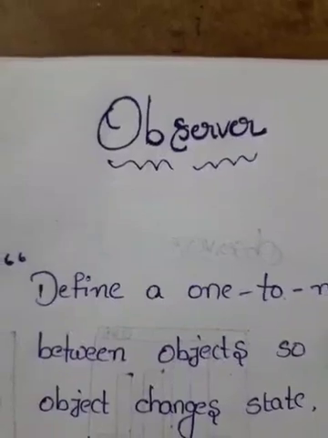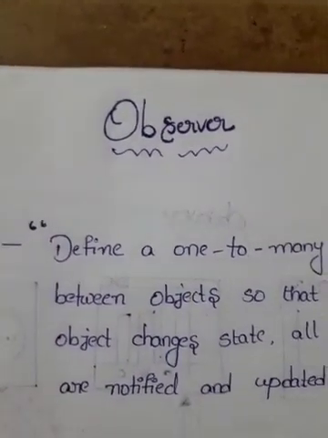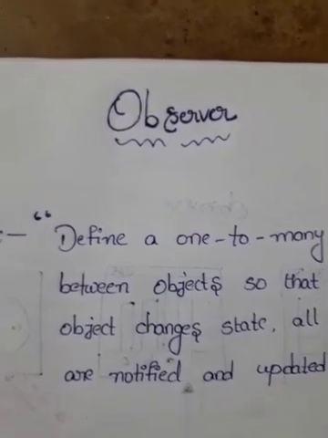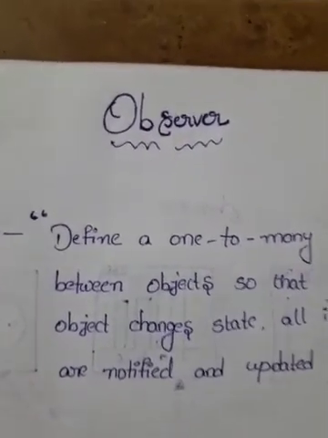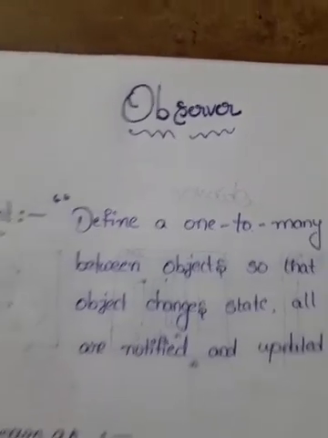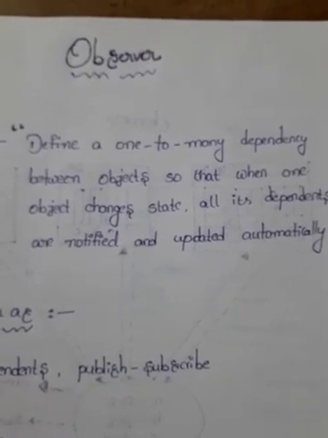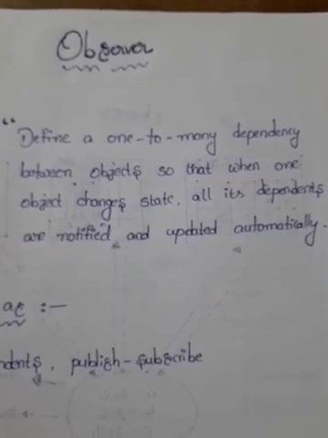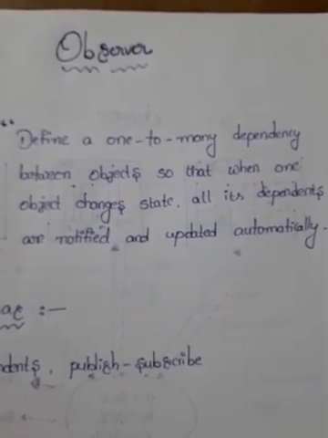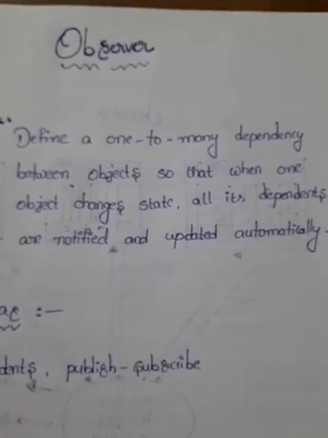Let us see in detail about the observer pattern. That means we will go about knowing our observer pattern based on the templates. In our observer pattern, the first template is intent. The intent of an observer pattern is defining a one-to-many dependency between objects, so that when one object changes state, all its dependents are notified and updated automatically.